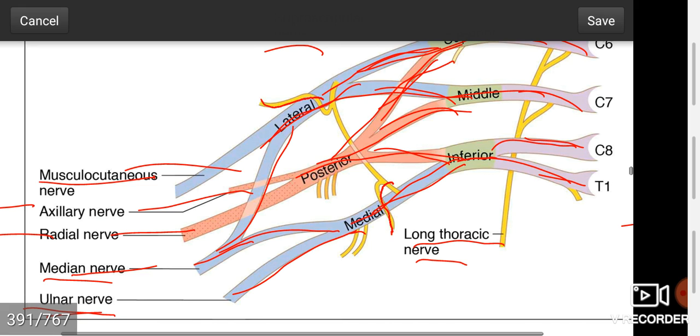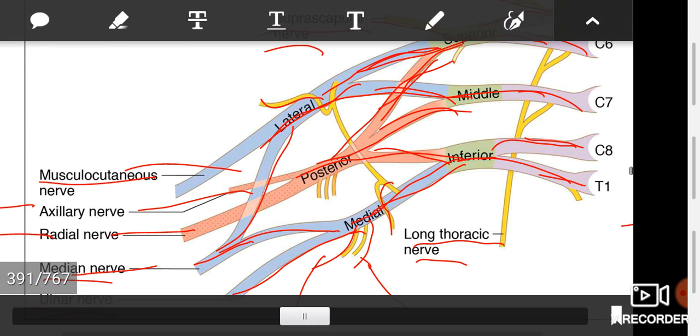And in the medial cord we have two other nerves, this one and this one. This one is called the medial brachial cutaneous nerve, which goes and gives sensory innervation to the medial skin of the arm. And this one is called the medial antebrachial cutaneous nerve, going to the forearm, at the medial side of the forearm, and gives sensory innervation to the medial side of the forearm.